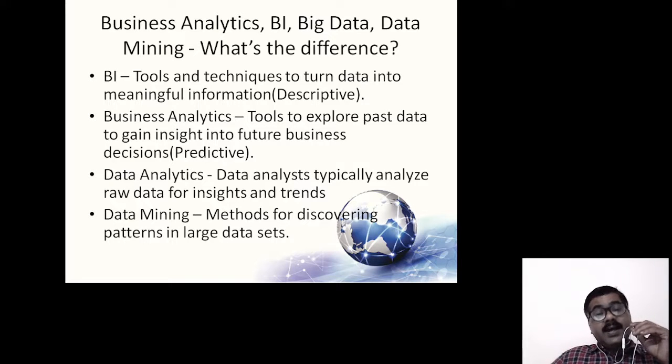Whereas business analytics involves the tools to explore the past data and to gain insight into future business. Based on the sales data of the last month or the last quarter, the business analytics tool helps to predict the sales in the next quarter or the next month. So business intelligence is normally descriptive in nature, whereas business analytics is predictive in nature.